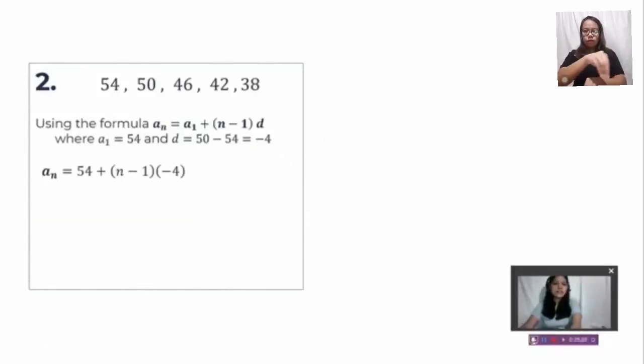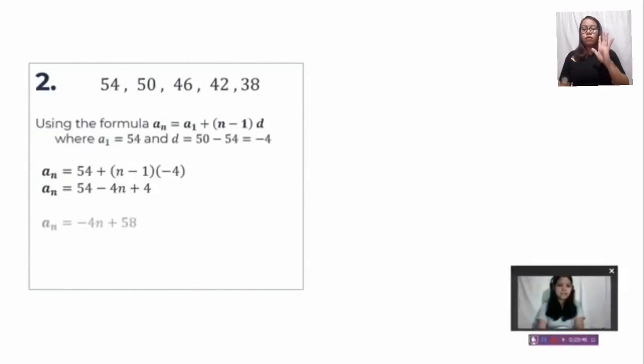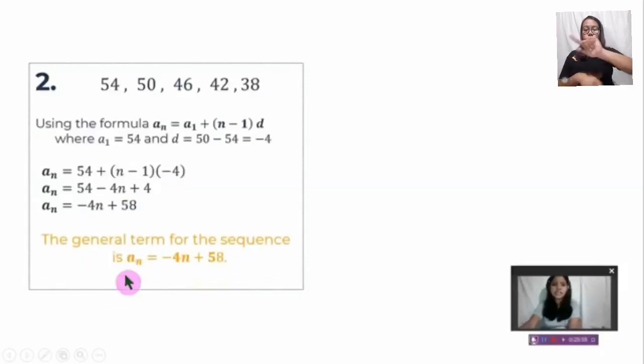Let's substitute the given to the formula. a sub n is equal to a sub 1, which is 54, and d is negative 4. So 54 plus the quantity n minus 1 times negative 4. Distribute: negative 4 times n is negative 4n. Negative 4 times negative 1 is positive 4. Combining similar terms, 54 plus 4 is 58. So our a sub n would be negative 4n plus 58. Therefore, the general term for the given sequence is a sub n is equal to negative 4n plus 58.